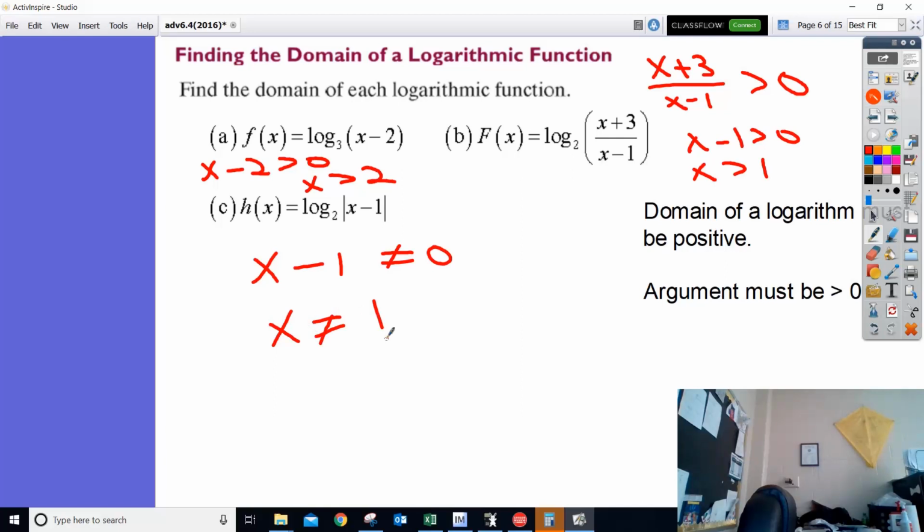We hadn't done this so far on any of these, but let's write this out as a number. If I can be everything but 1, what can I be? I can be negative infinity to 1, union with 1 to infinity.